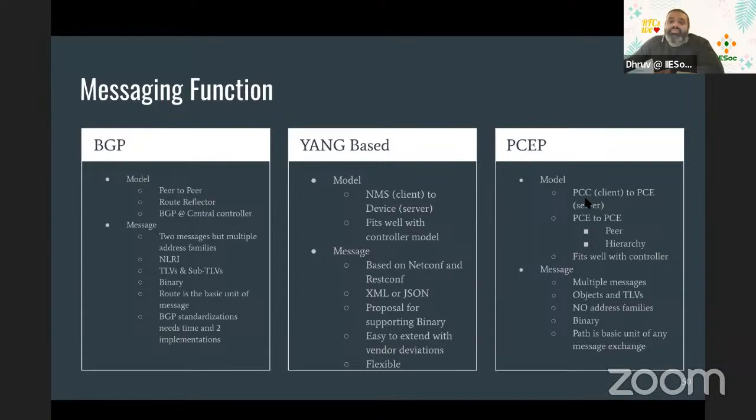In case of PCEP, we have a PCC client asking a PCE server. We support a lot of PCE to PCE communication, both in peer manner as well as from parent PCE to child PCE. Again, it fits very well into the SDN architecture.